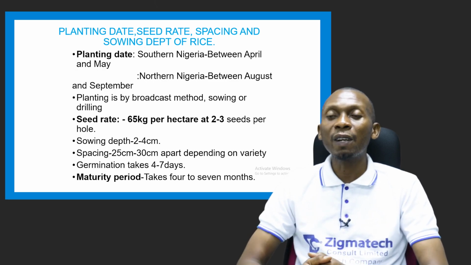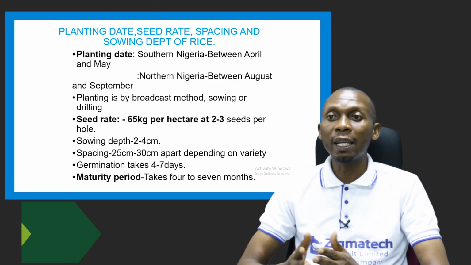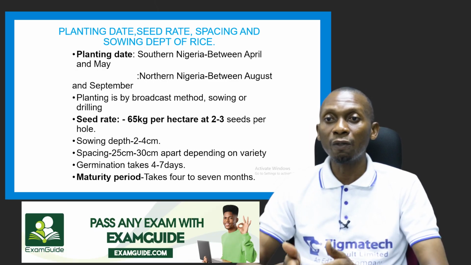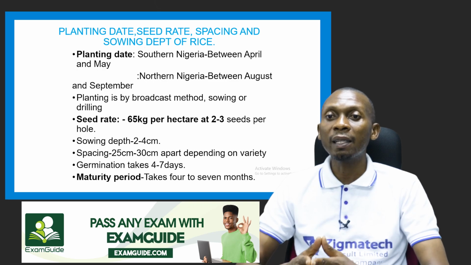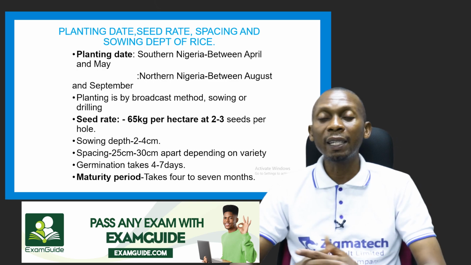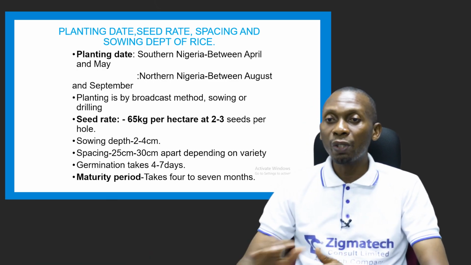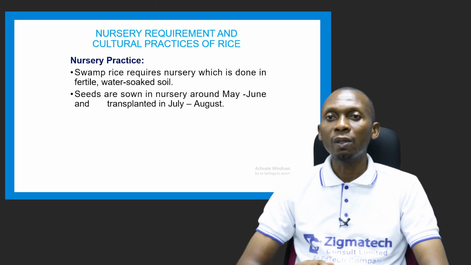Now, the seed rate is 65 kg per hectare at 2 to 3 seeds per hole. The sowing depth, if you're using the sowing or drilling method, is 2 to 4 centimeters, while spacing is 25 centimeters to 30 centimeters apart, depending on the variety. It also takes 4 to 7 days to germinate, and the maturity period is 4 to 7 months.